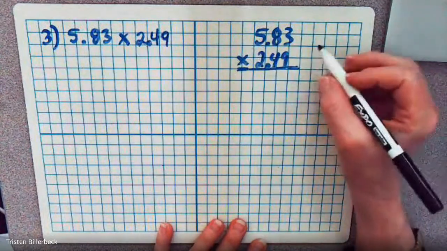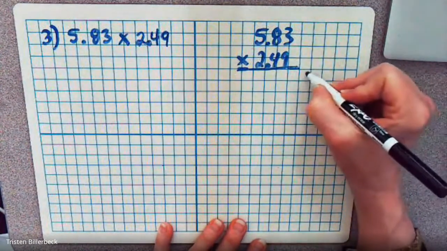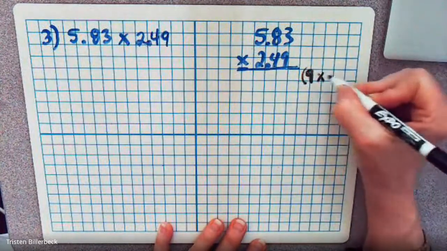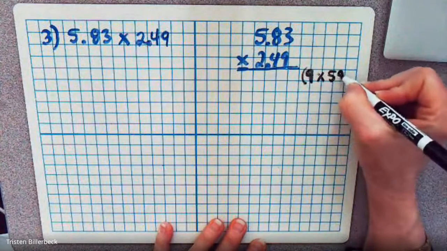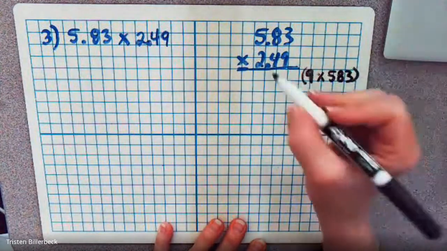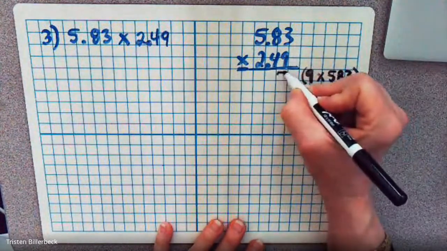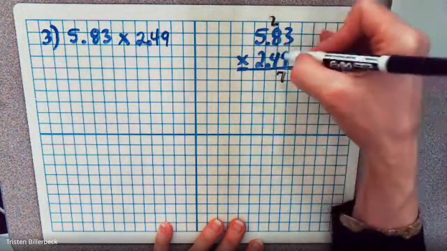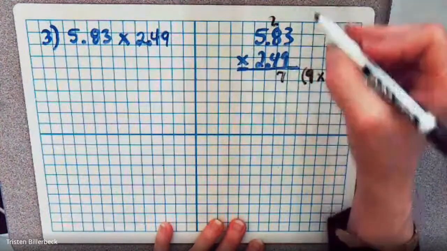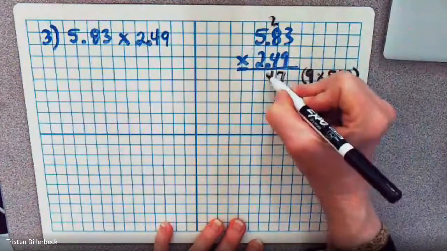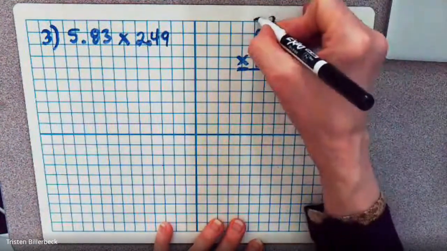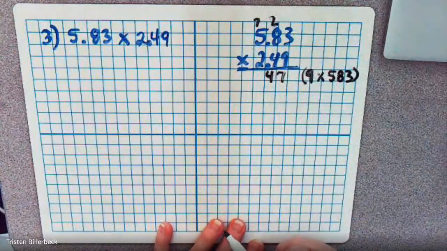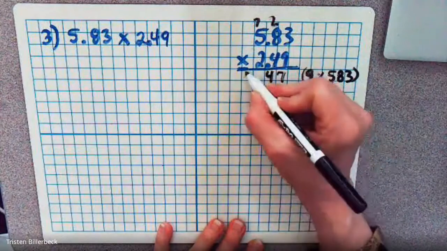All right, so the first one we're going to do is 9 times 583. So 9 times 3 is 27, carry a 2. 9 times 8 is 72, plus 2 is 74. And 9 times 5 is 45, plus 7 is 52.